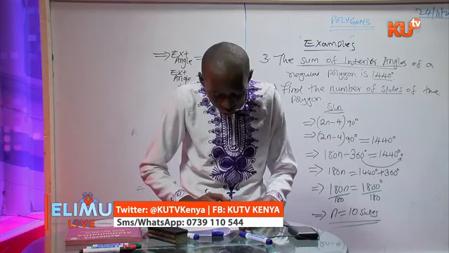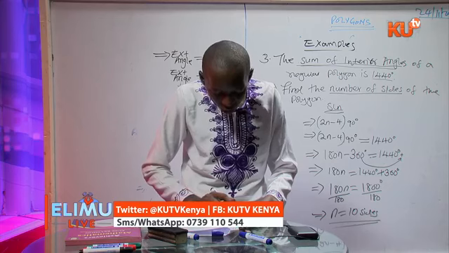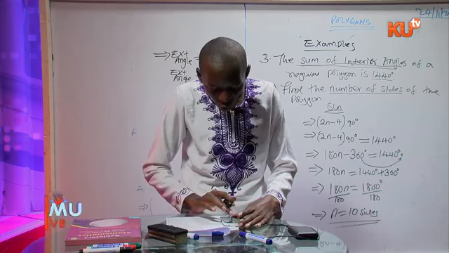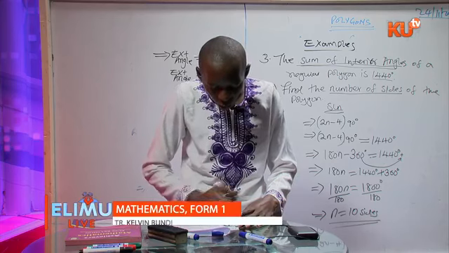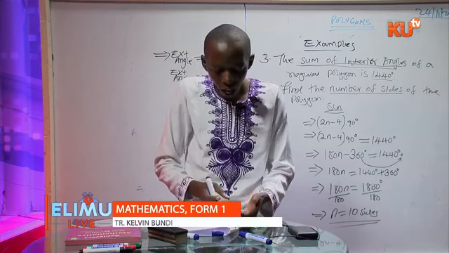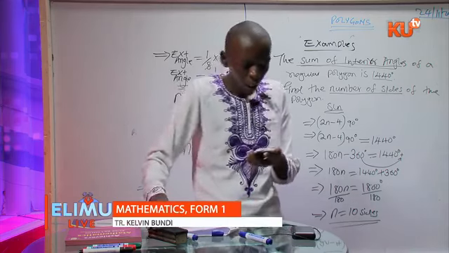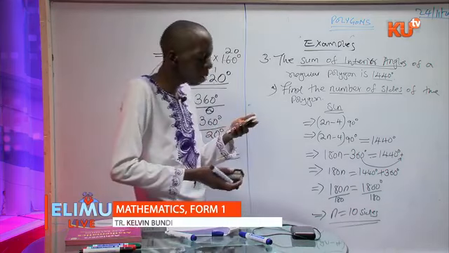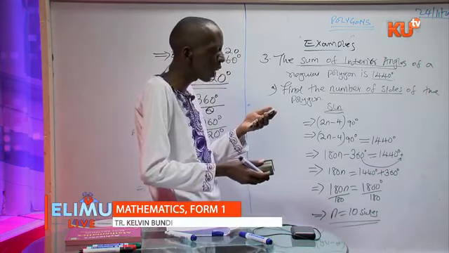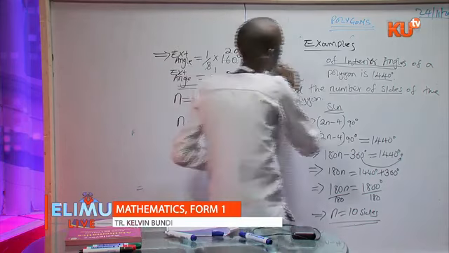Hello, it's Purity from Syokimau. How do we work the question? The sum of interior angles of two regular polygons is n plus 2. So let me answer that question. Let me do that question. Purity, the sum of interior angles of two regular polygons are 2n plus 2.